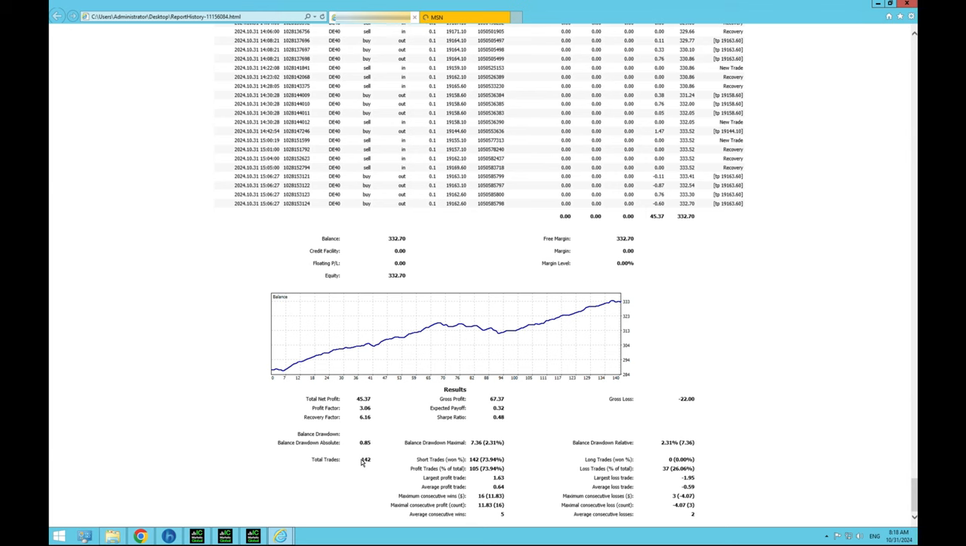I'm using IC Markets as always, and a VPS, and it's looking fantastic.